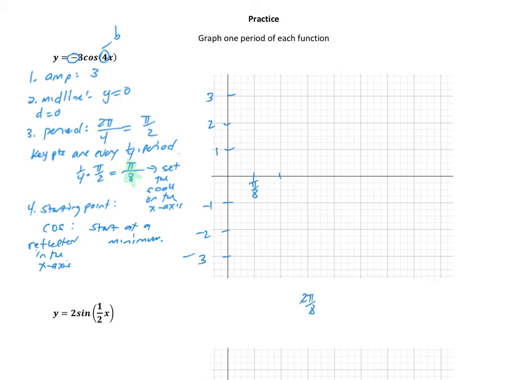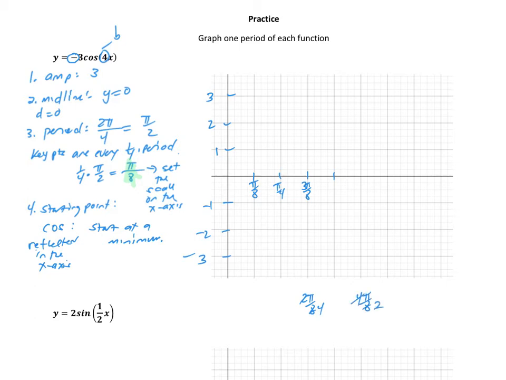2 pi over 8 simplifies to pi over 4. Remember, we were at 2 pi over 8. We're going to go 1 more pi over 8, so 2 pi over 8 plus pi over 8 is 3 pi over 8. Now we're at 3 pi over 8. We add another pi over 8, and that's going to be 4 pi over 8.